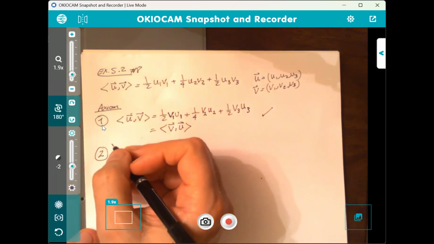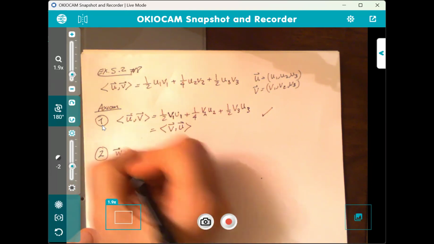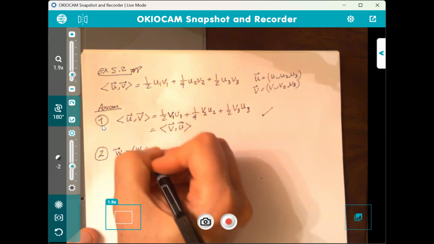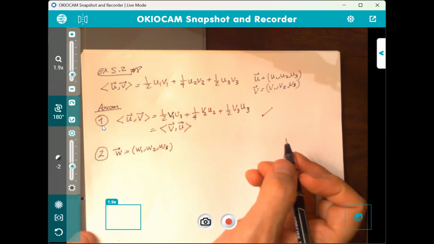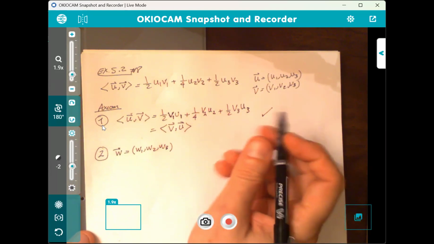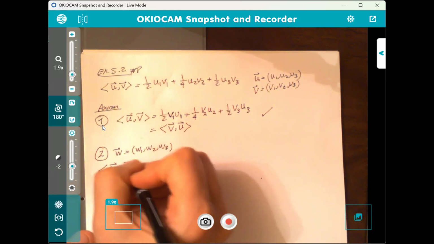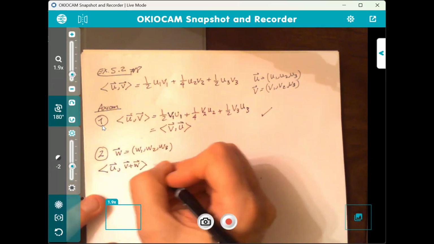Number 2 was kind of like the distributive property. So we need a third vector here. On my own, I'm just going to throw in that W vector that has 3 components. We're in R3. So what we're doing now is U dotted with V plus W, right? That's the one we're doing. So how is this going to work?